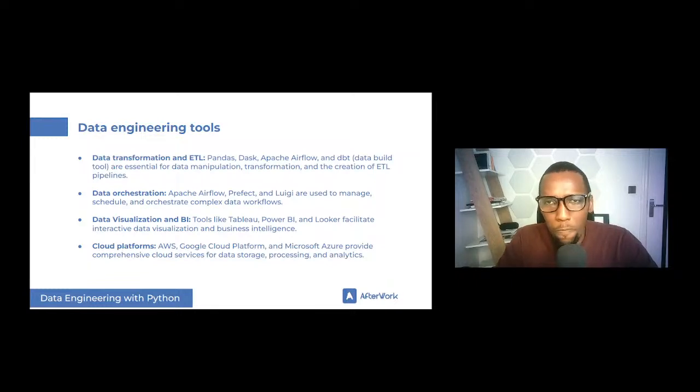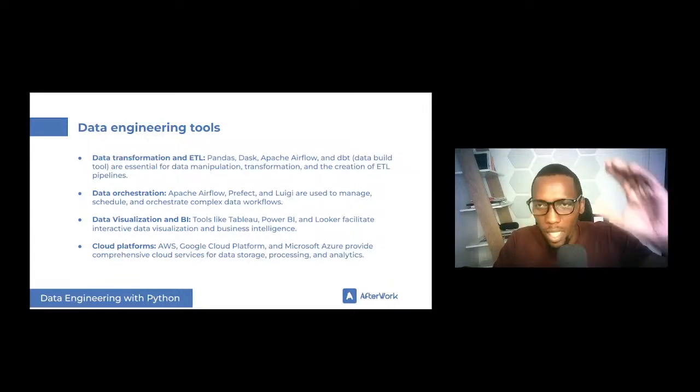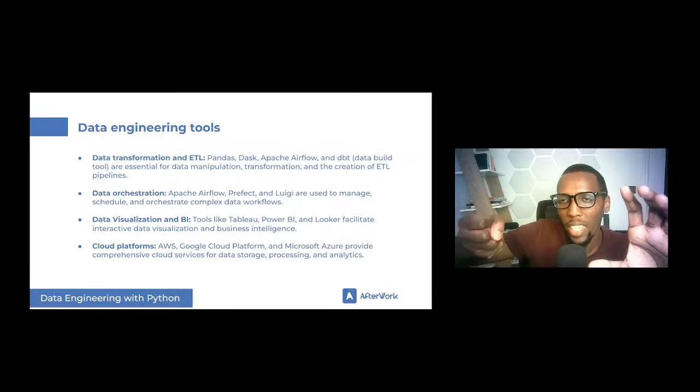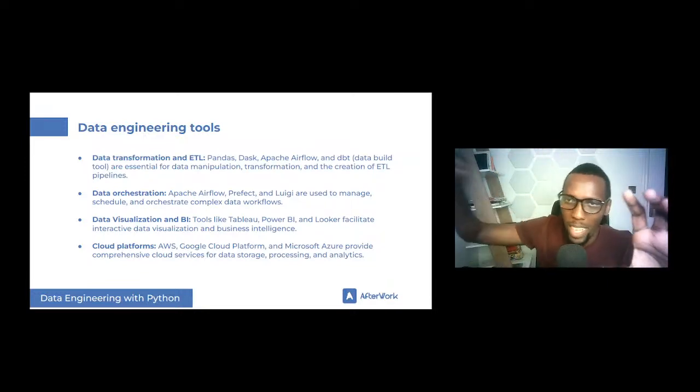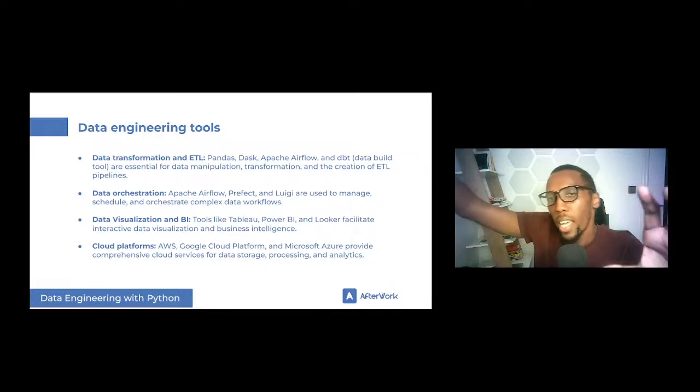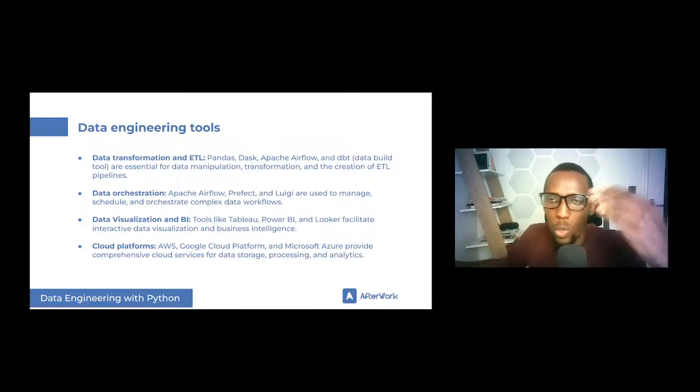So there's Pandas, Dask, Airflow, DBT. These are tools that we can use for data manipulation, transformation, or creation of data pipelines. There are what are called ETL pipelines, which have different components. There's the extraction component, which just involves collecting data. Once that data has been collected, then that data is passed, still in that ETL pipeline, to the transformation stage, where the data is transformed, and after the transformation, it's loaded to a destination.